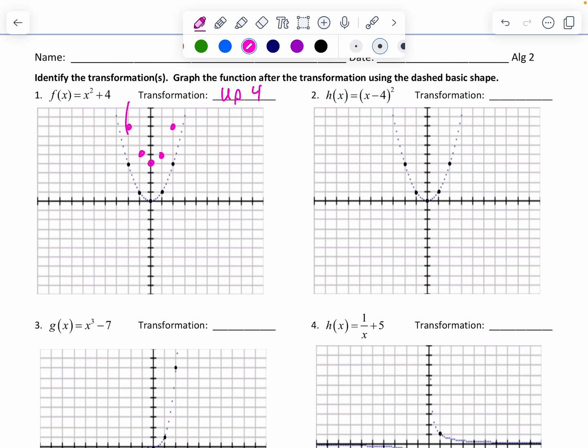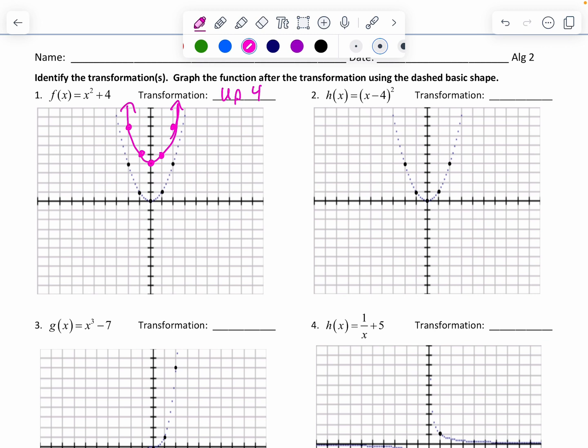So I'm going to draw my new U shape. That wasn't very good. There we go. Oh, still missed it. Whatever, you got the idea. So I'm connecting those dots to make the transformed quadratic that is shifted up 4.